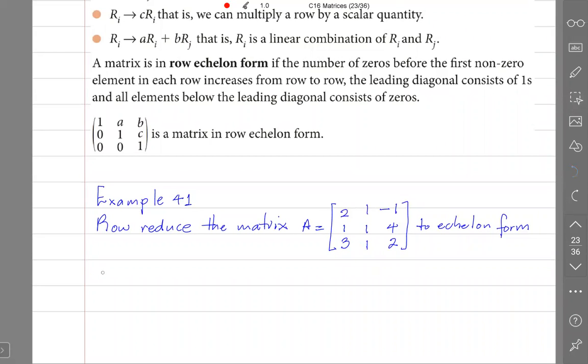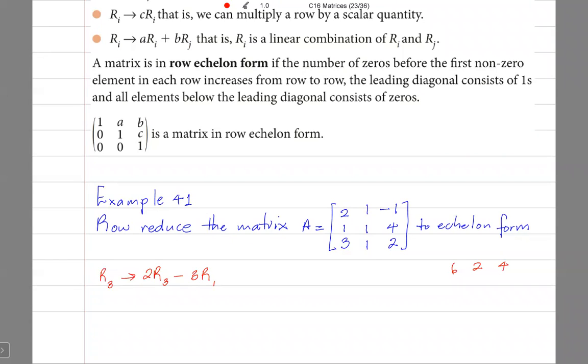So let's start and say that row 3 will become 2 times row 3 minus 3 times row 1. All right, so let's see what happens. 2 times row 3. If I multiply row 3 by 2, it's going to become 6, 2, 4. So that's row 3 when I multiply by 2.